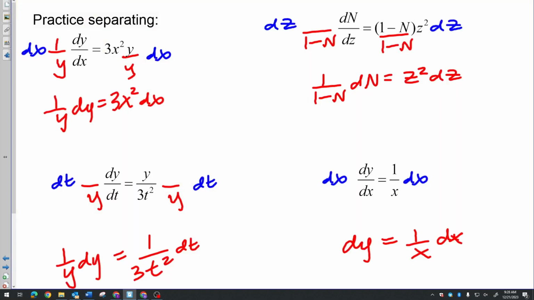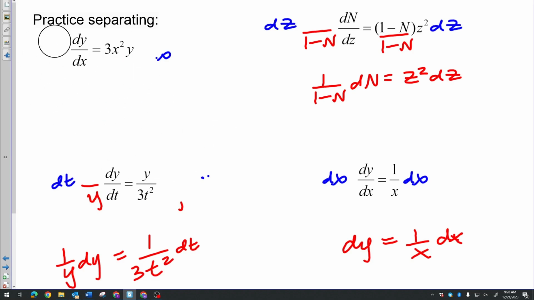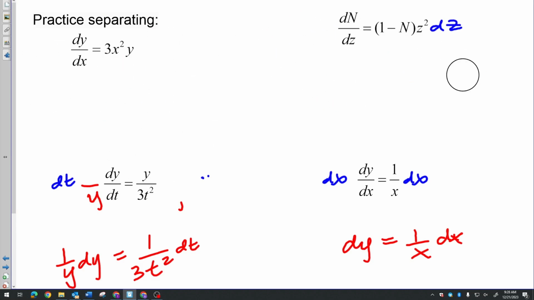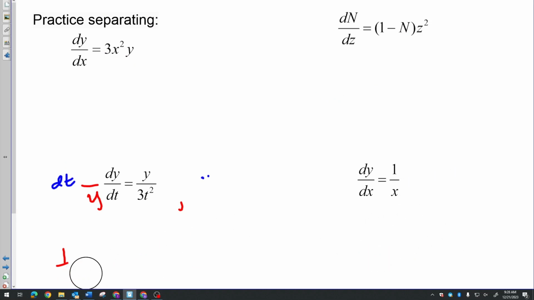Okay, so let's practice separating, because this is the first step to these differential equations when you have x's and y's on the right side. And I want to show you here, you don't have to have x's and y's, you can have other letters too. So first you're going to practice separating.